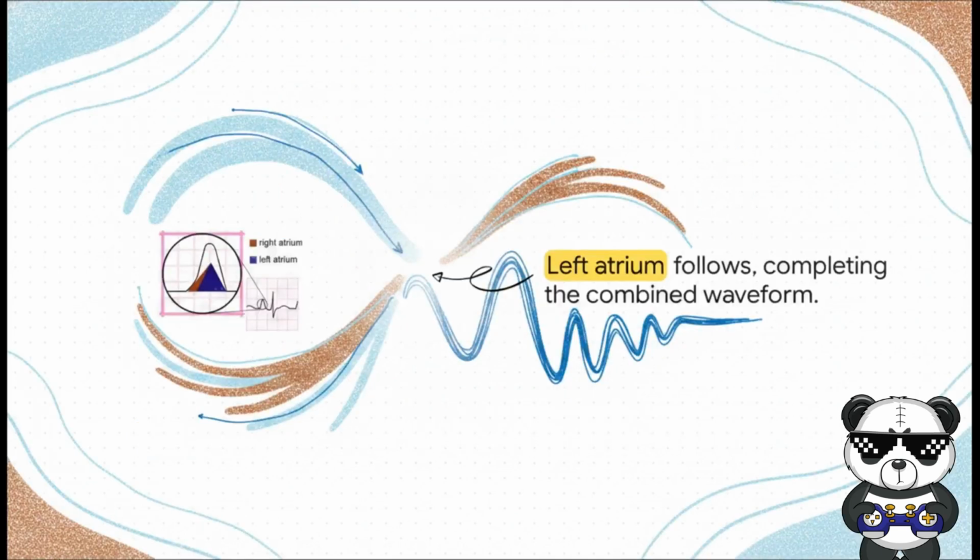Just fractions of a second later, the signal sweeps across into the left atrium. This left atrial activation basically overlaps with the right side, which completes the final third of the wave. That middle third right there, that is where both the right and left atrial forces are summating together. It is this perfectly timed, synchronized dance that gives us that cohesive, smooth shape we see in a healthy patient.